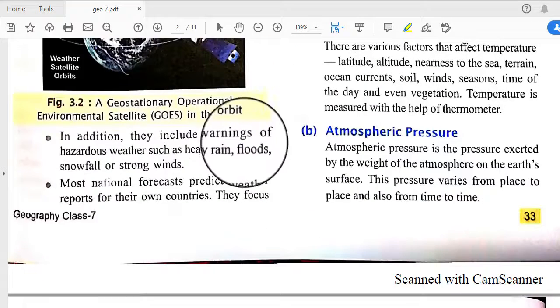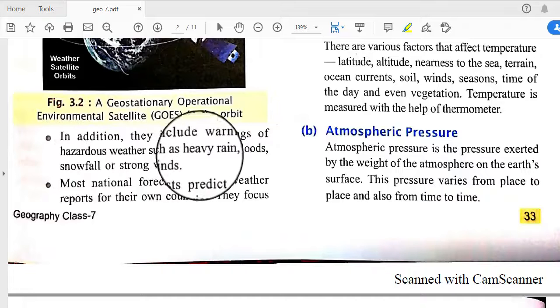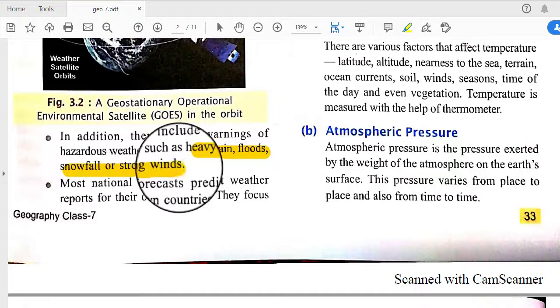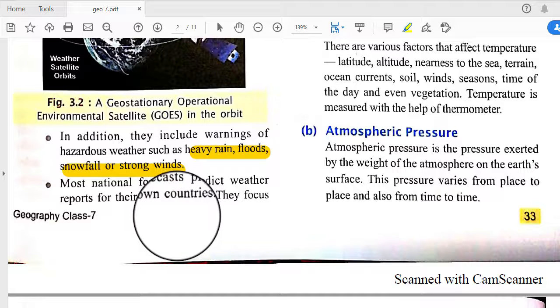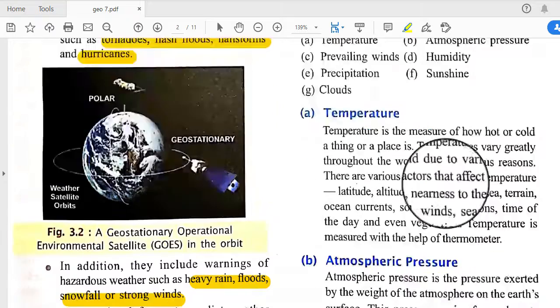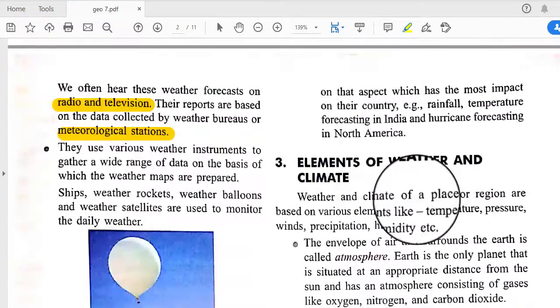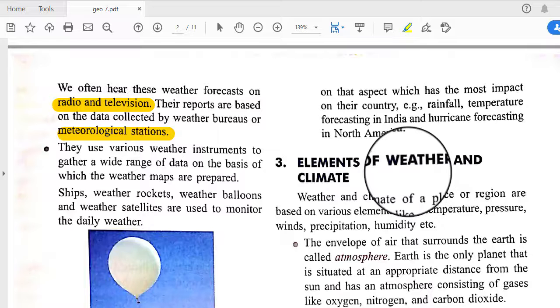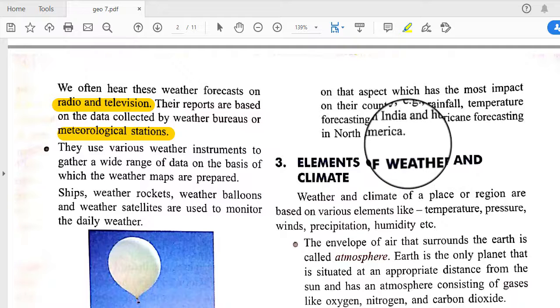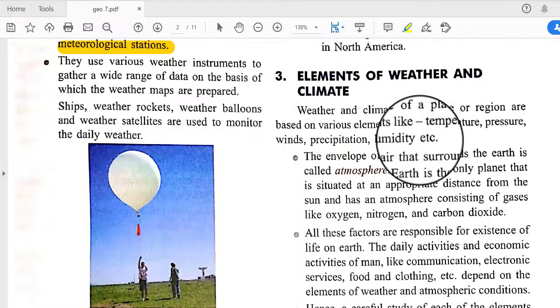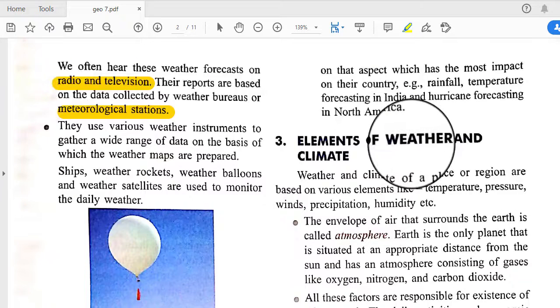In addition, they include warning of hazardous weather such as heavy rain, flood, snowfall or strong winds. Most national forecasts predict weather reports for their own countries, and they focus on that aspect which has the most impact on their country. Example, rainfall and temperature forecasting in India and hurricane forecasting in North America. So they give us the information of future forecast. Okay, what will be the condition up to or upcoming 24 hours or 48 hours.